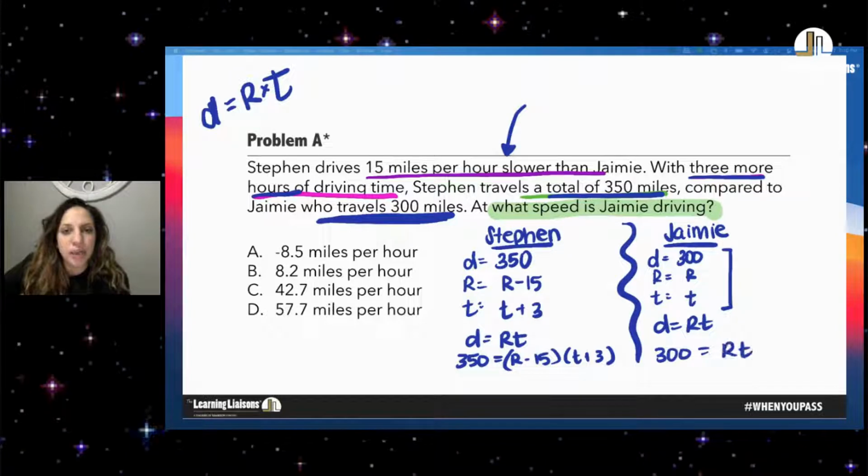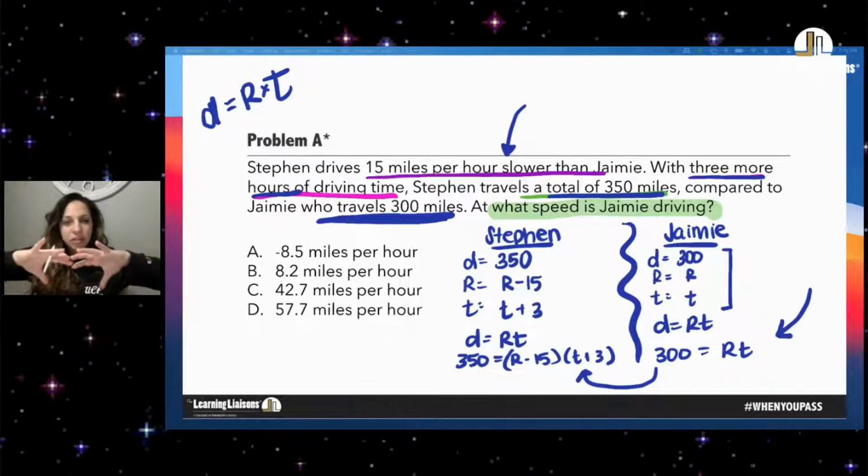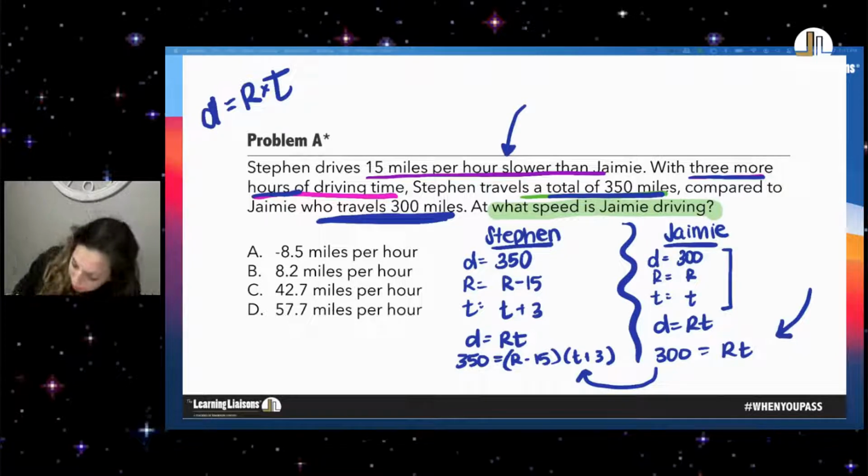What am I going to do now? Now I need to solve Jamie's equation for a variable that I can then plug into Stephen's. This is kind of where the GK Praxis Core splits off from the middle school and high school exams. So this right here is where that juxtaposition happens. Let's keep going. I'm going to divide both sides by t. So I have r equals 300 divided by t.